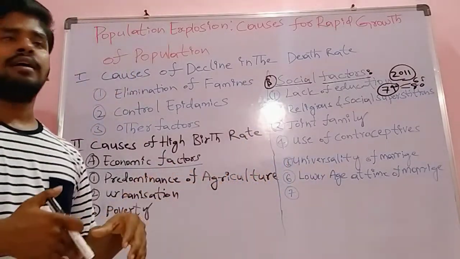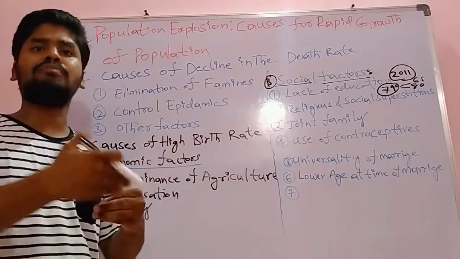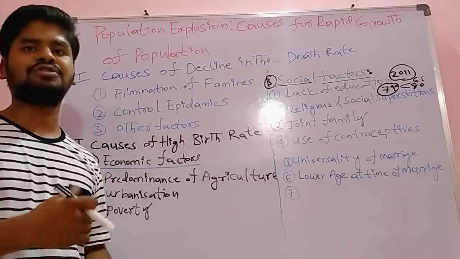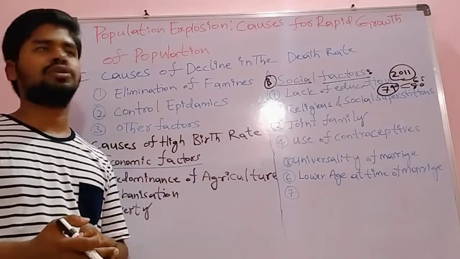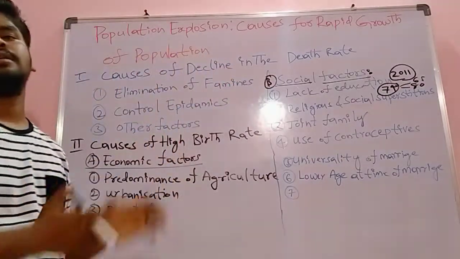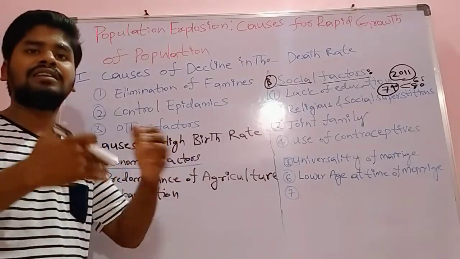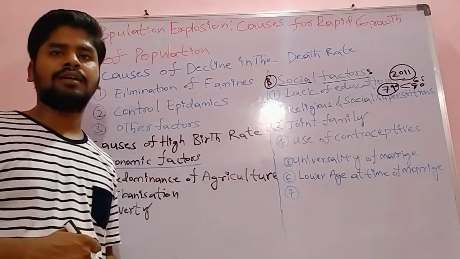So we will discuss how to reduce the higher population in the next unit. In the next topic we will take up what measures can be taken to decrease the population. So these are the causes of rapid growth of population. Next class we will learn about the remedial measures we can take to control the population.